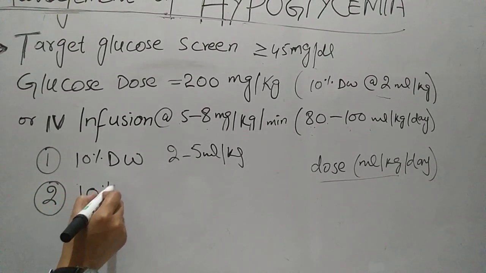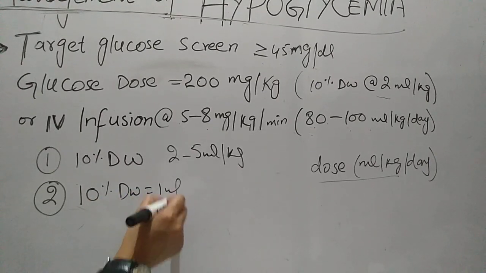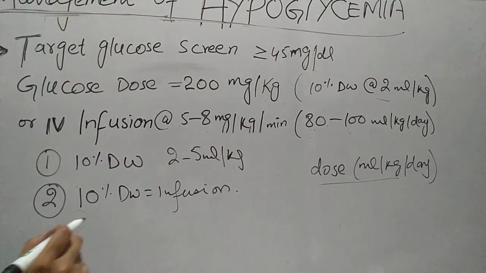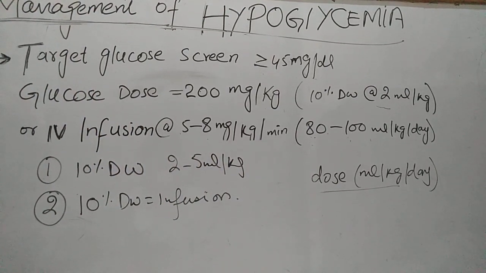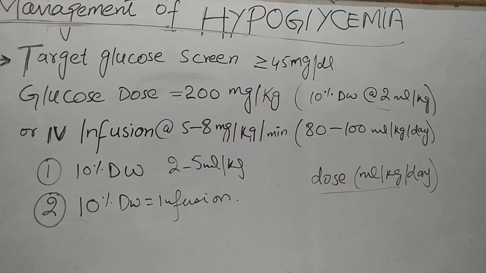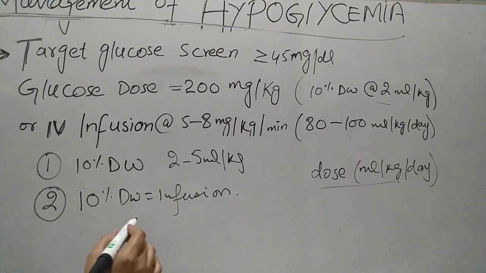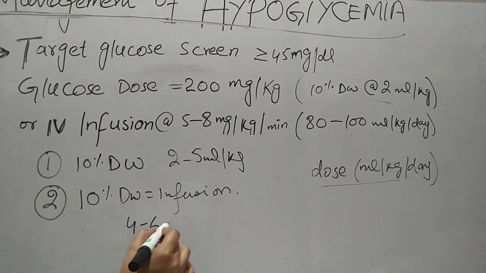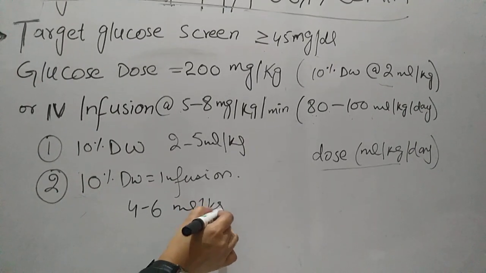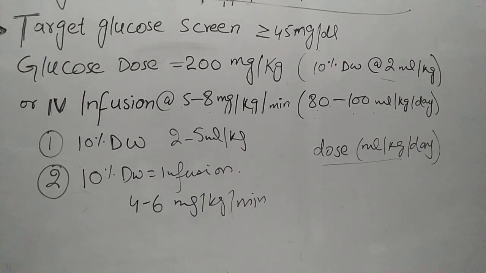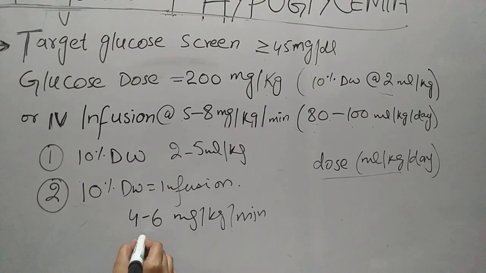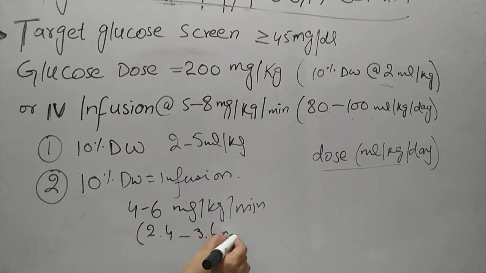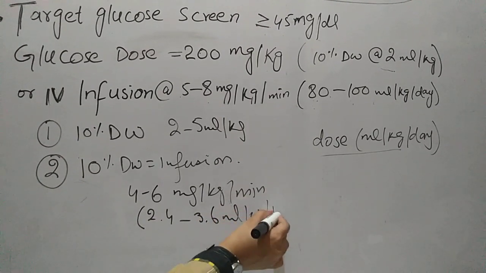The infusion rate of 10% dextrose water should be calculated by the formula given above. The infusion rate is started at 4 to 6 mg per kg per minute, up to a dose of glucose of 2.4 to 3.6 ml per kg per hour.